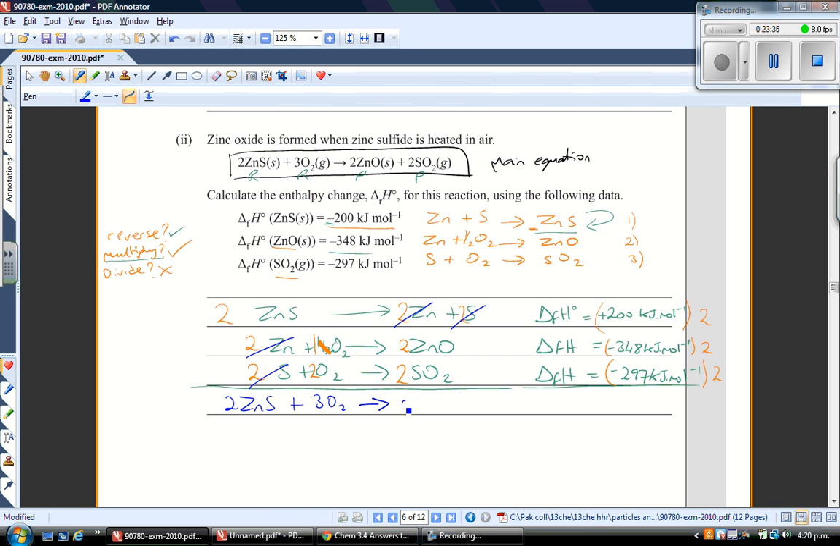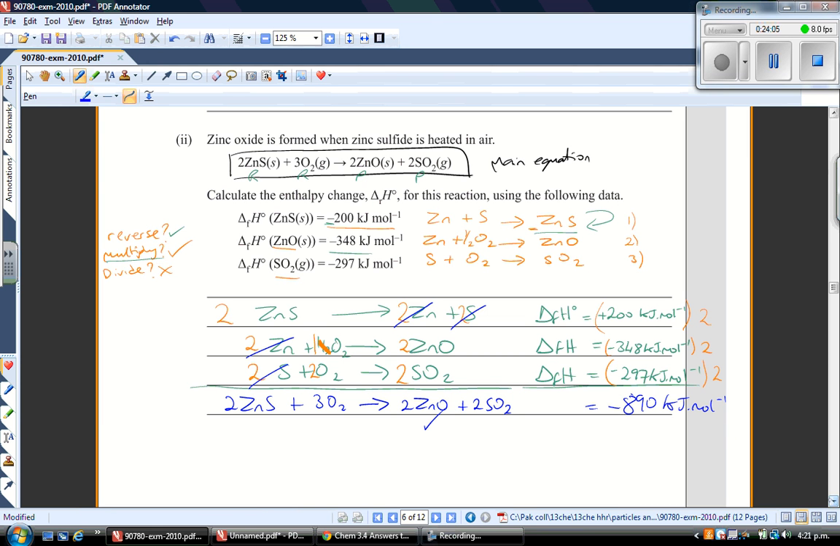And then on the product side, you have 2 zinc oxide plus 2 sulfur dioxide, which matches up with the main equation. In which case, we now just need to times all these enthalpy formations by 2 and add everything together, and you get your final answer. So if you add all these together, you get minus 890 kilojoules per mole, which is the enthalpy for the reaction. So that's how you use Hess's law, and I think that's pretty comprehensively covered.